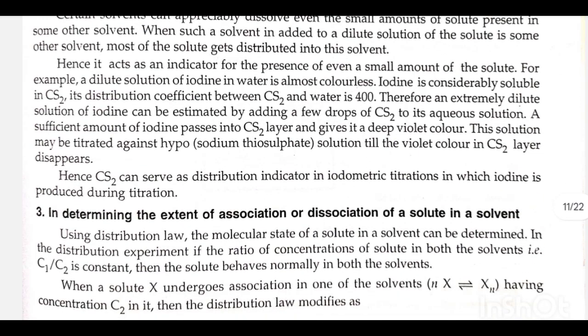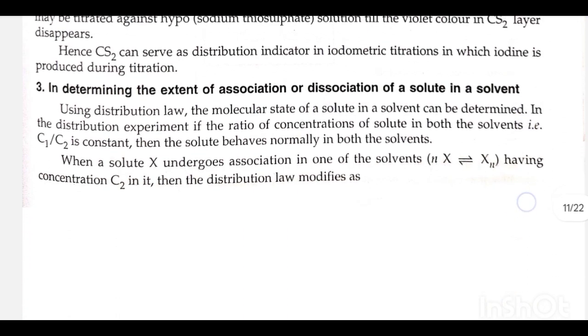For example, a dilute solution of iodine in water is almost colorless. Iodine is considerably soluble in CS2. Its distribution coefficient between CS2 and water is 400. Therefore, an extremely dilute solution of iodine can be estimated by adding a few drops of CS2 to its aqueous solution. A sufficient amount of iodine passes into the CS2 layer and gives it a deep violet color. This solution may be titrated against sodium thiosulfate solution till the violet color in the CS2 layer disappears. Hence, CS2 can serve as a distribution indicator in iodometric titration, in which iodine is produced during titration.